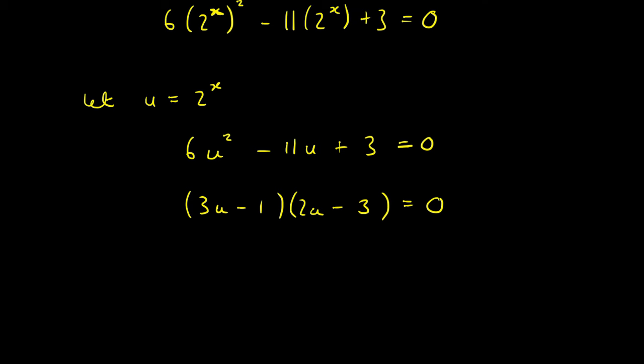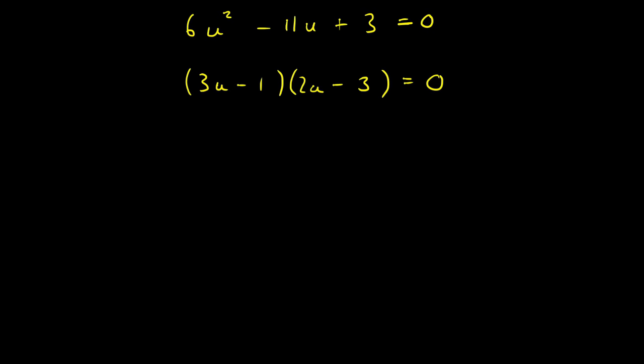And if I've got 3u times by negative 3, that's negative 9u. The negative 1 times by 2u will be negative 2u. So negative 9 minus 2 is negative 11u. So that works out all right. Now, what does that mean? That means we've got 2 solutions. The first one is going to be u is equal to a third. And the second one is going to be u is equal to 3 upon 2.